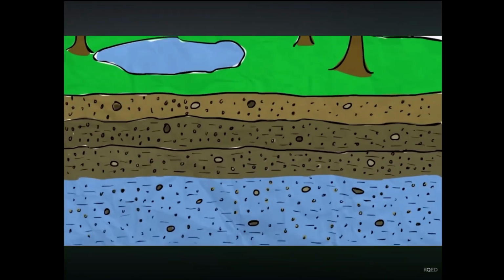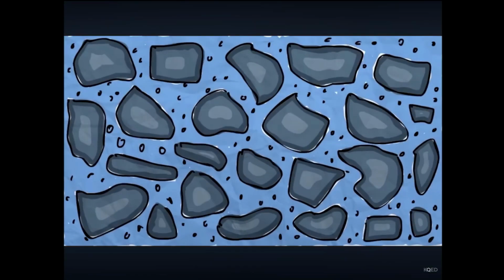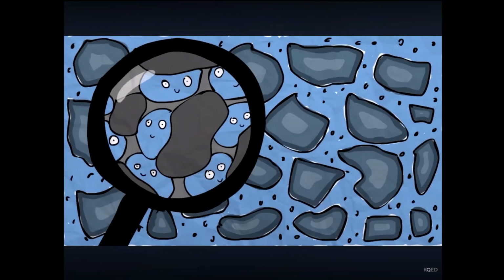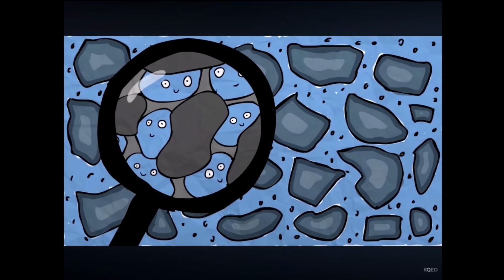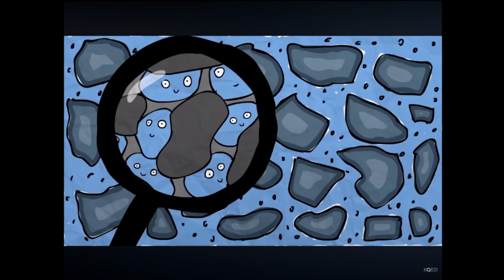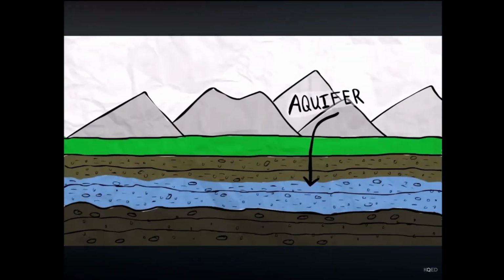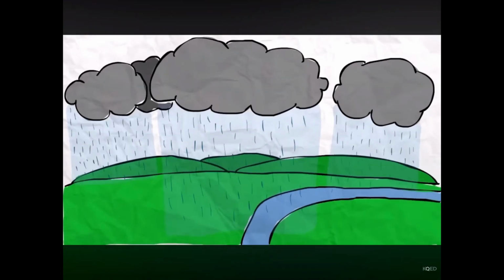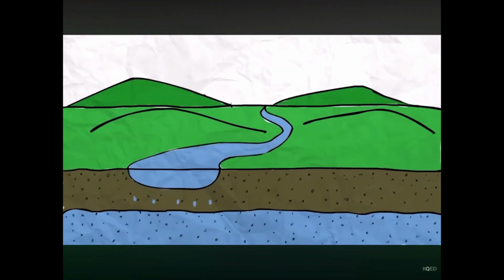So what exactly is groundwater? It's the water stored in the tiny pores of soil, sand, and the rock beneath our feet. It's a natural reservoir known as an aquifer. As rain or melted snow sinks into the ground, it slowly fills these pore spaces.